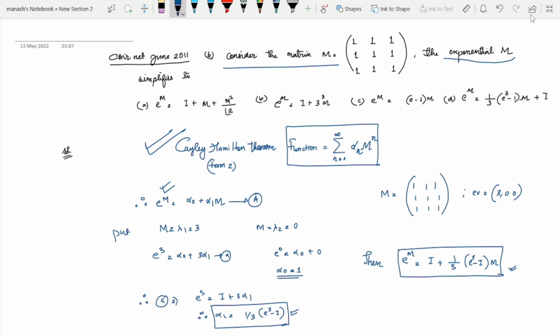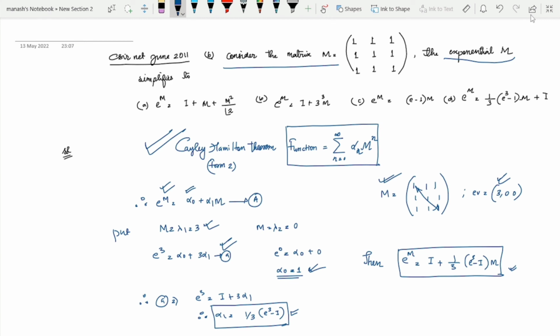Then the next step is to find the eigenvalues of the matrix, right? If the matrix has all the elements the same, then one eigenvalue is the trace of the matrix and the rest of the eigenvalues are 0. The trace is 3 and the rest of the eigenvalues are 0. So if I put the first eigenvalue, that is M is equal to lambda 1 is equal to 3, in this equation it is e cube is equal to alpha naught plus 3 alpha 1, right? And if I put the second eigenvalue, that is M is equal to lambda 2 is equal to 0 in this equation, because in the Cayley-Hamilton theorem we replace M by lambda, right? Then alpha naught is equal to 1.